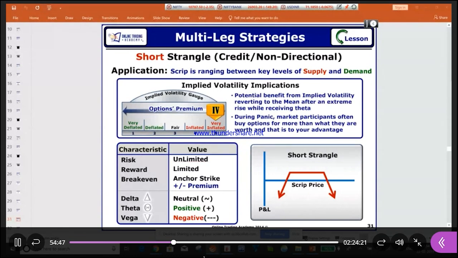Volatility dropping is going to help your position. Volatility rising is going to hurt your position. Remember that. Correct, because volatility dropping will reduce the premium, which is good for an option seller, isn't it? Yeah. And this is how the graph looks like for a short strangle.